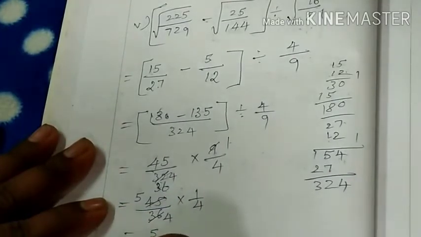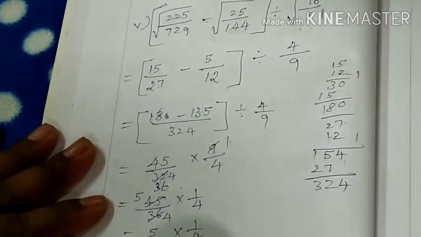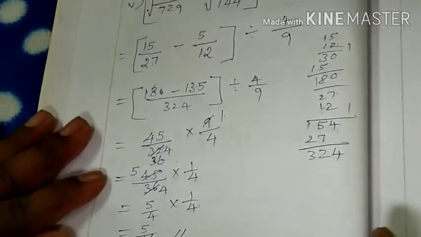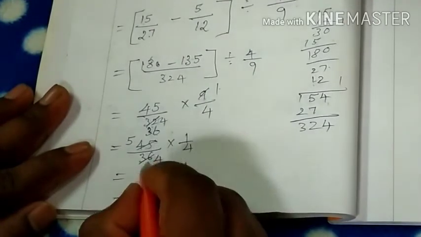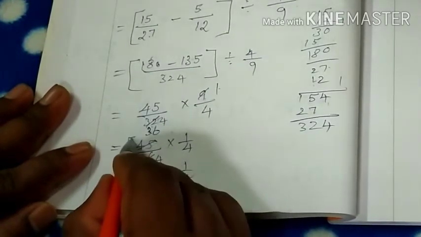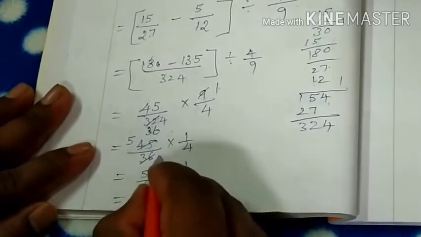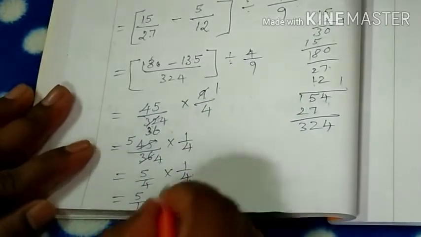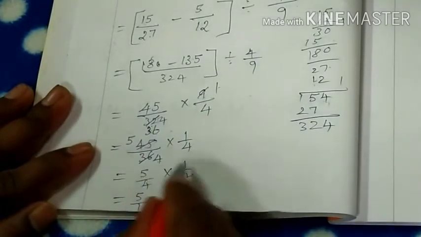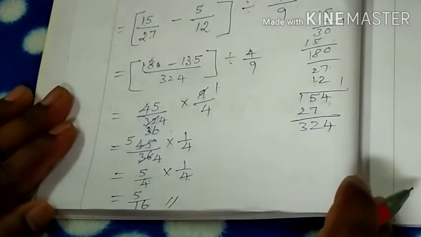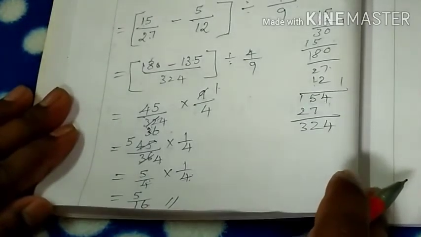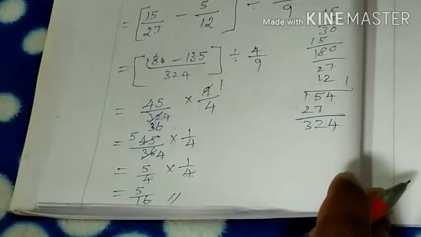So 5 by 4 into 1 by 4 is equal to 5 divided by 4 4s are 16. So 5 by 16 is your answer. 1 4 is 4, 9s are 36 and 5 9s are 45. Then 5 by 4 into 1 by 4. So 1 5 is 5, 4 4s are 16. That's all your answer. This is for your fifth question. Have you understood the answer?